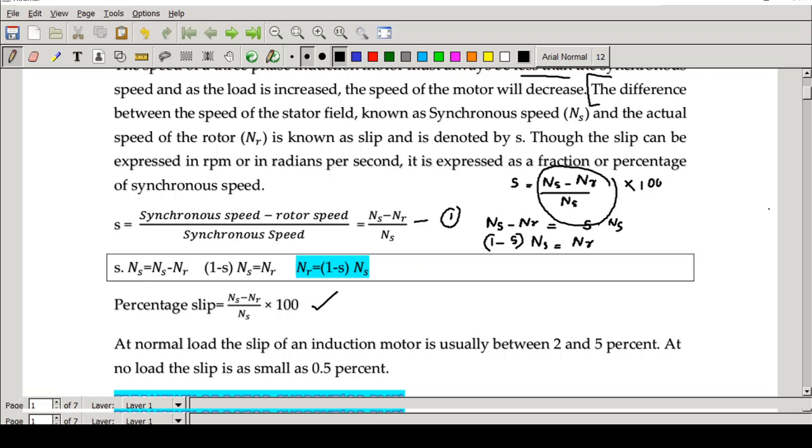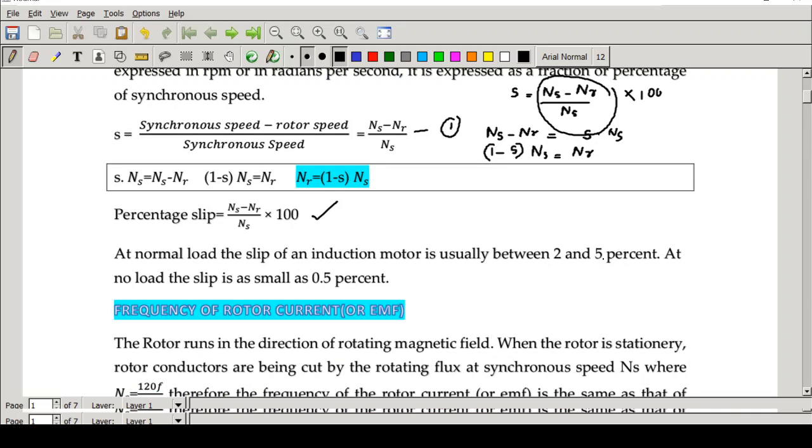Now what about the value of the slip? At normal load conditions, it ranges between 2 and 5%, that is, between 2 by 100 and 5 by 100. At no-load conditions, its value is very small, about 0.5%. So this is about the slip.